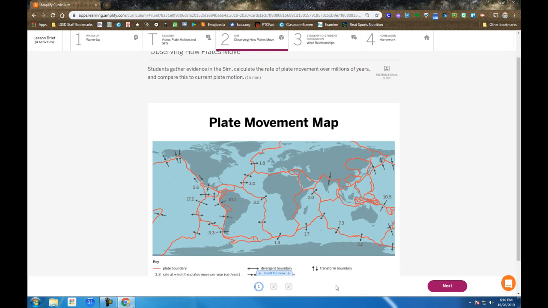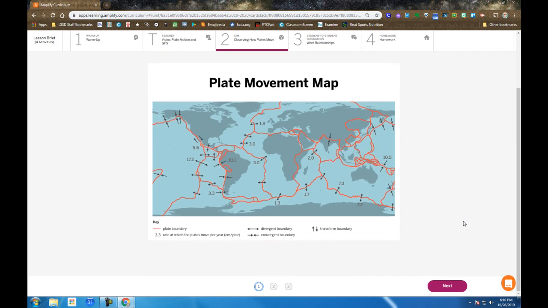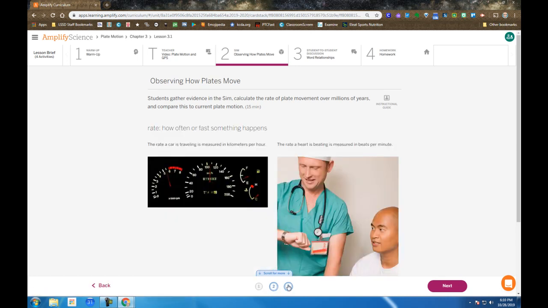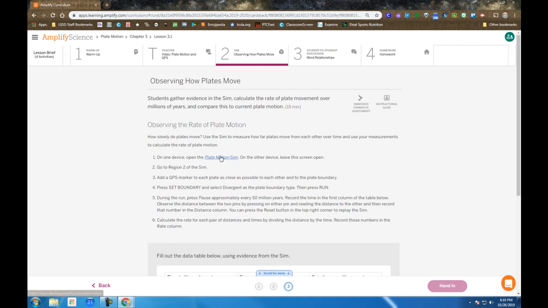This is a three-step simulation. Make sure you go through each of the three screens and that you build or construct the boundaries and calculate the rates. You're going to use a new skill in which you are adding markers on your plate simulation.